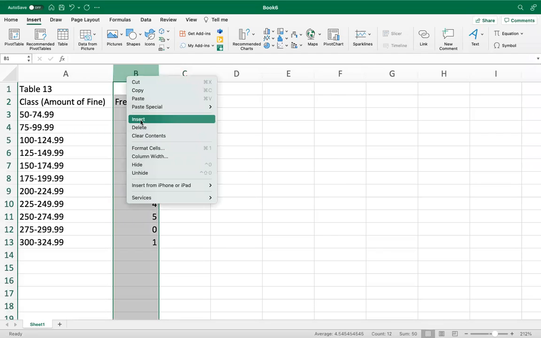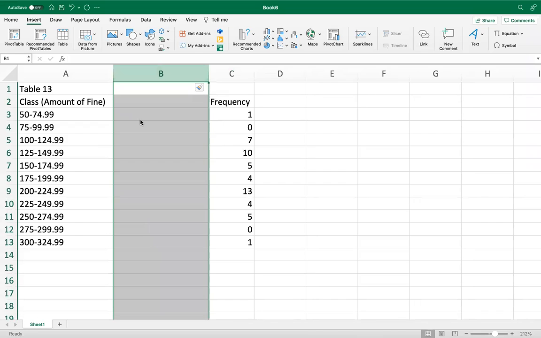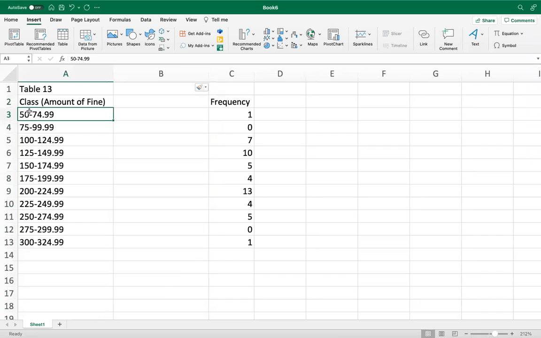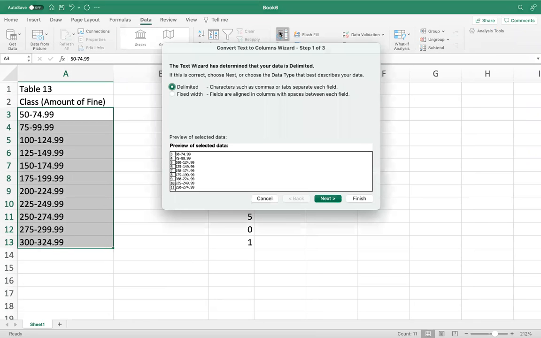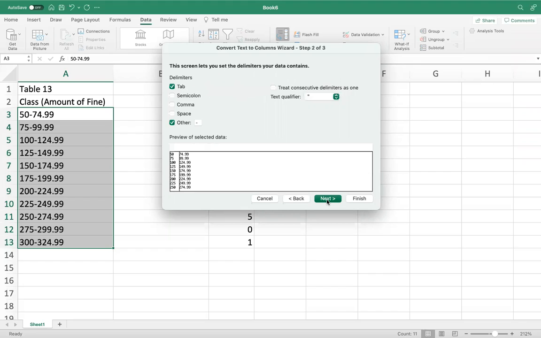If you're not interested, you guys could go ahead and forward the video. But we're going to first start with putting a space between the lower class limit and the upper class limit. Now we're going to grab this data and highlight it. To separate these two, we're going to go over here to Data and Text to Columns. This is going to separate the two. So here we hit next.